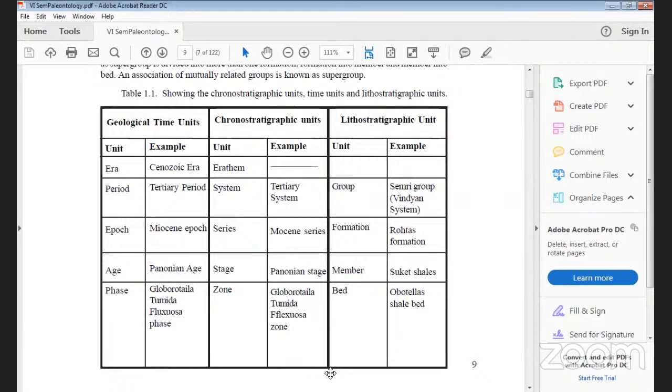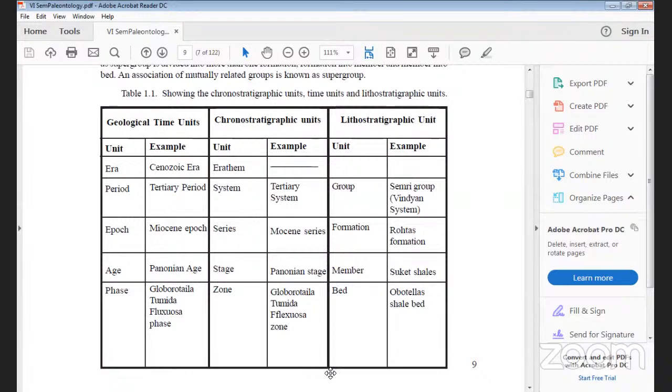The same, if you compare with the second one, that's the chronostratigraphic units. The unit is the Cenozoic era. It's equivalent to the erathem, and there is no mention in the lithostratigraphic unit. Same for the chronostratigraphic units, the system you see here is equivalent to the period of geological time, and it's equal to the lithostratigraphic unit, that is a group.